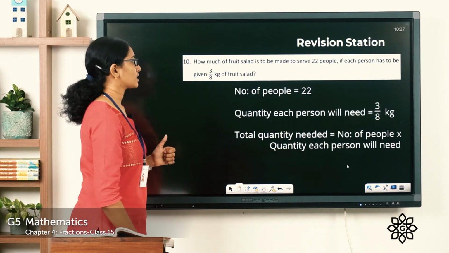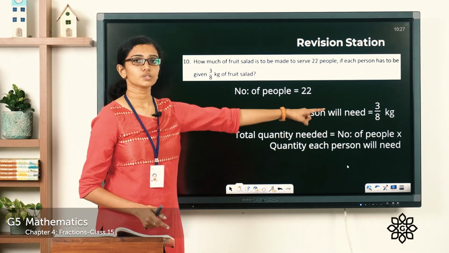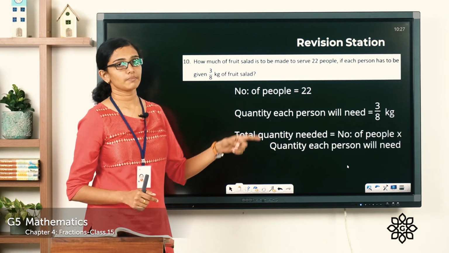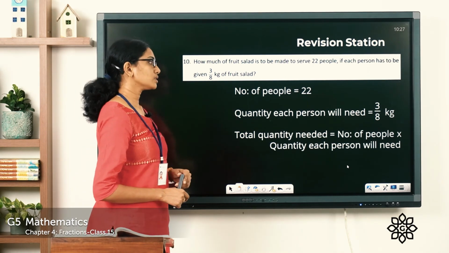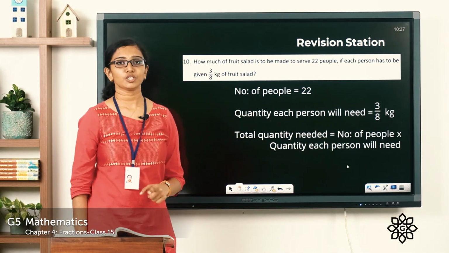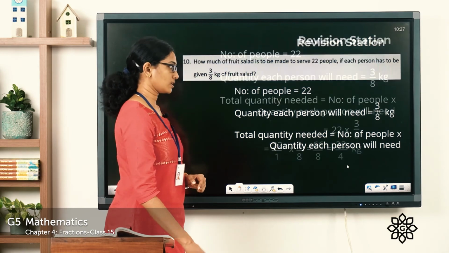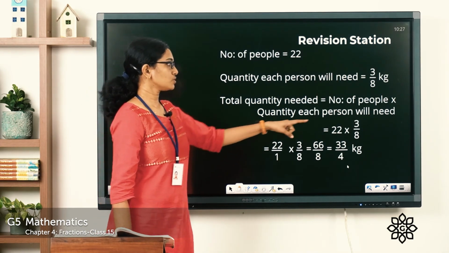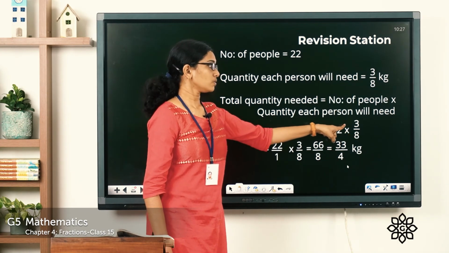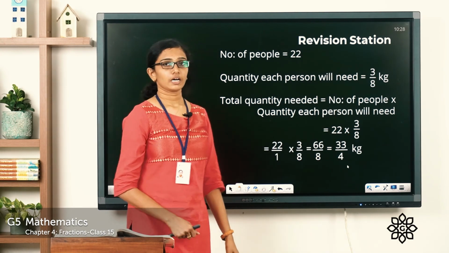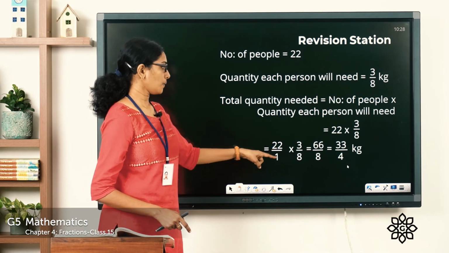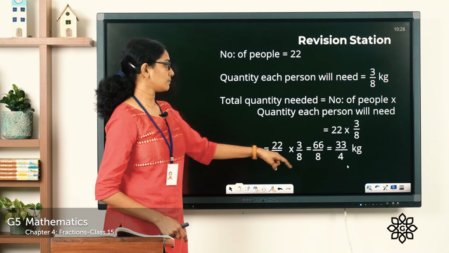Let's see the steps. The number of people is equal to 22 and the quantity each person will need is equal to 3 by 8 of a kilogram. So the total quantity is equal to the number of people into the quantity each person will need. So let's substitute the numbers. It will be equal to 22 into 3 by 8, the quantity for each person. Now let's convert this whole number to a fraction by putting a denominator 1. So it is 22 by 1 into 3 by 8.